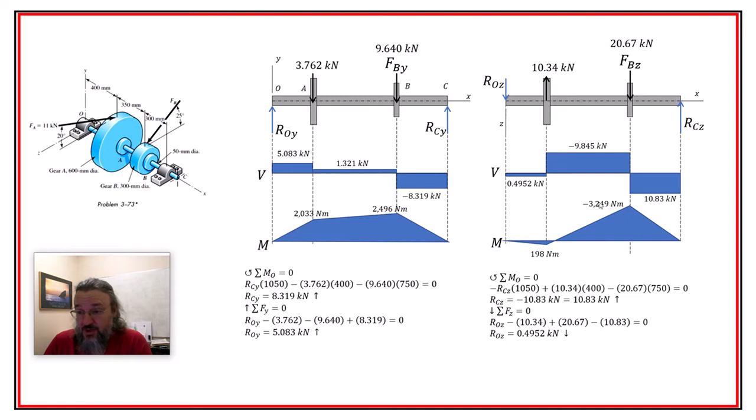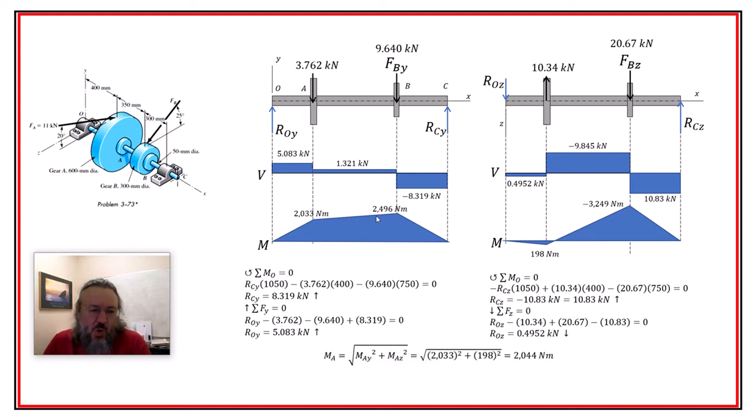And of course, remember that you could find this in two ways. You could find the second moment. You could either take this 198, and then you take that negative 9845, multiply it by the 350 right here and subtract it from there, or you could go from the other direction, take that 10.83 kilonewtons and multiply it by my 300 millimeters, and the kilonewtons kills the millimeters, so we're going to be in Newton meters, and we're able to find this.